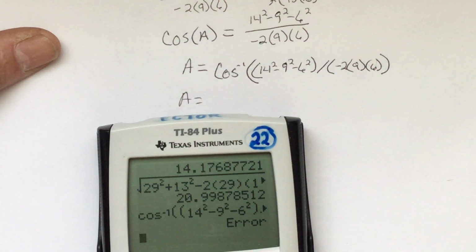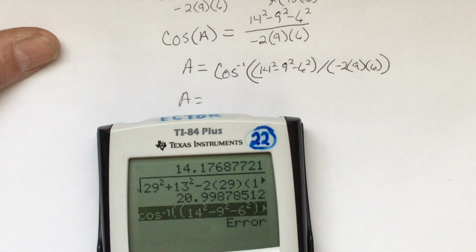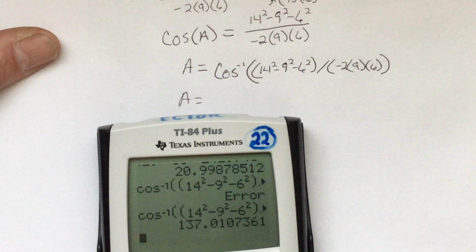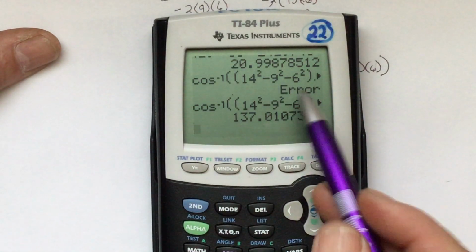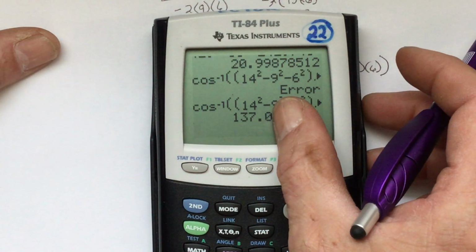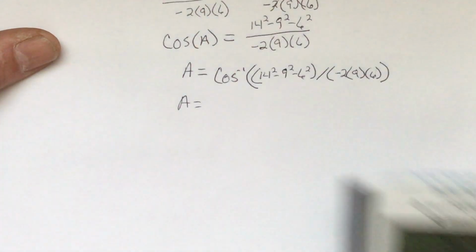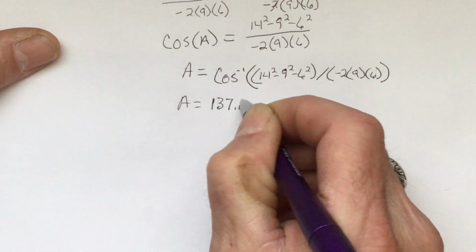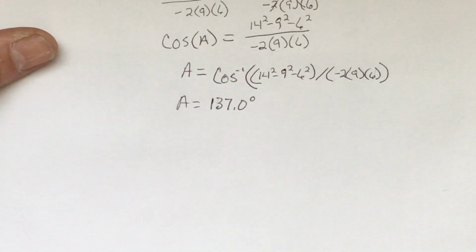Let's see here. Oh, that should be negative. Enter. And there we go. Round to the nearest tenth is 137.0 degrees.